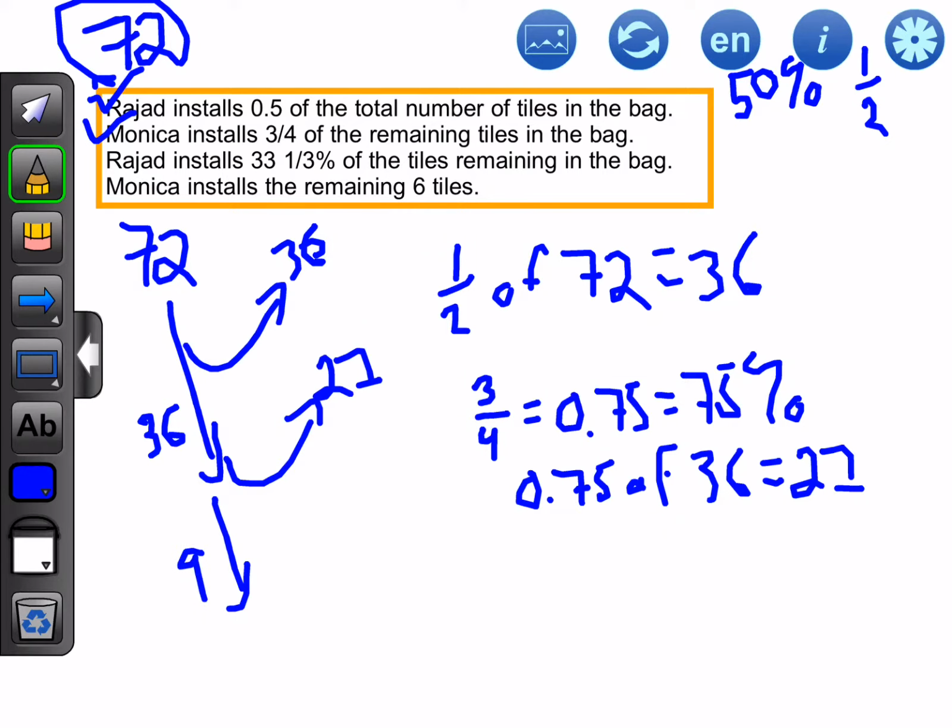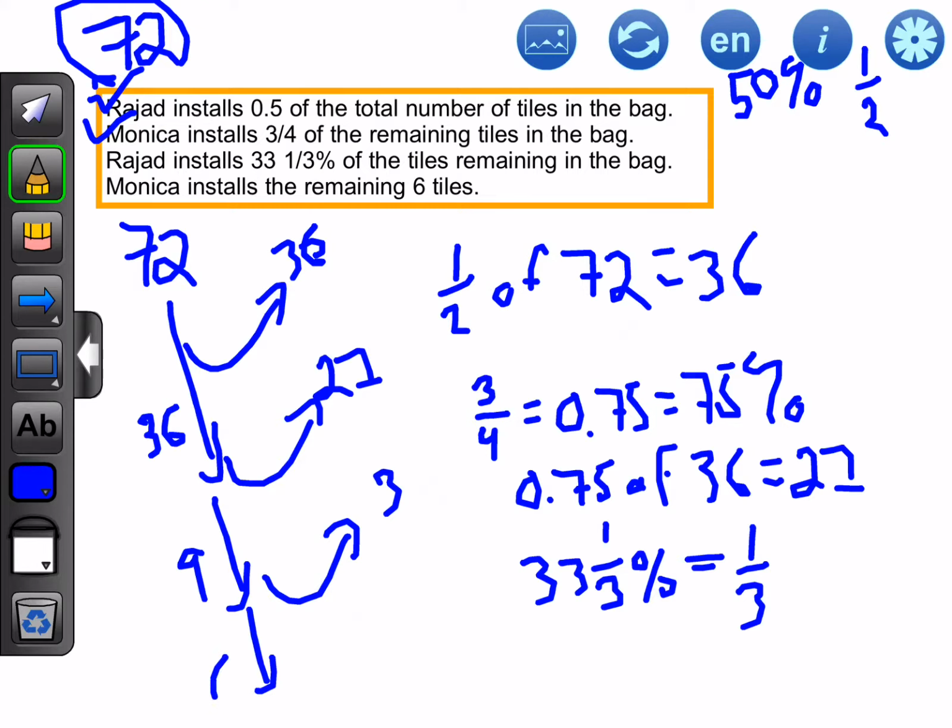And that's Monica done. Now the third clue is tricky because 33 1/3% is an awkward number. I prefer to think of it as 33 1/3 out of 100. If we turn it into a straight fraction, it's 1/3 of the whole. So 1/3 of 9. If I break 9 into 3 parts, I get 3, 3, and 3, so each of those is a third. One of those thirds, or 3 tiles, goes up to the ceiling, and the rest, which is 6 tiles, remains in the bag. And there we go. I've got 6 in the bag, which is what we have right here. So 72 must be my answer.